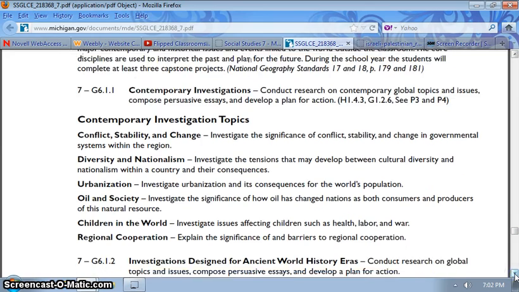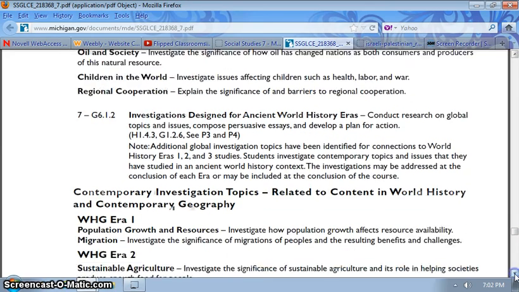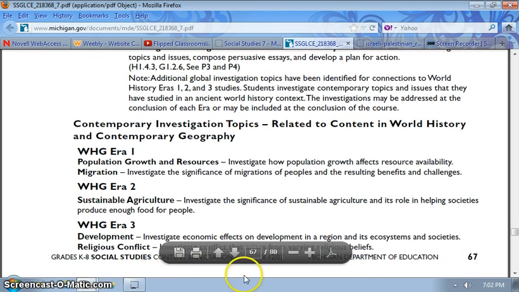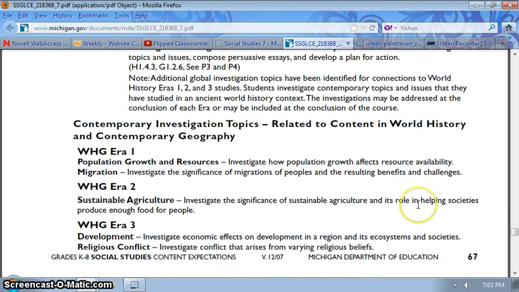And scroll down a little bit here. Religious conflict. Satisfies the religious conflict theme. Investigate conflict that arises from varying religious beliefs.